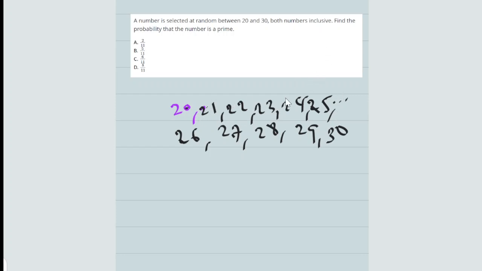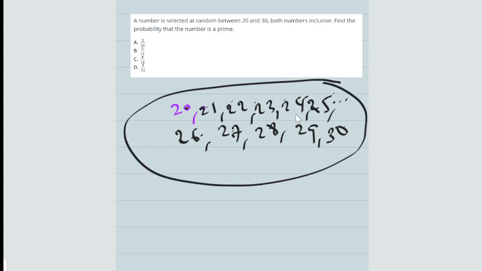So how many numbers? 1, 2, 3, 4, 5, 6, 7, 8, 9, 10, 11. You have 11 of them. It means the number of possible outcomes is 11. Then you have to find the probability that the number is prime. That is the number of required outcomes. How many of these numbers are prime?